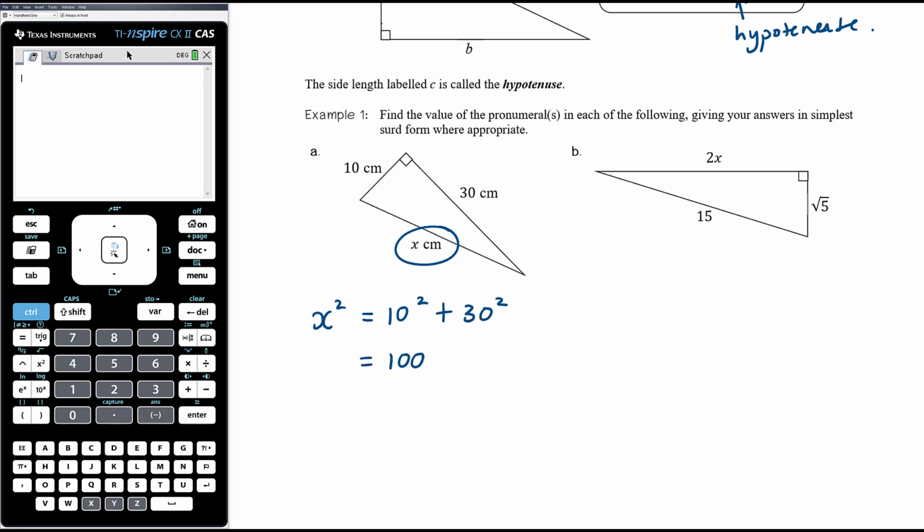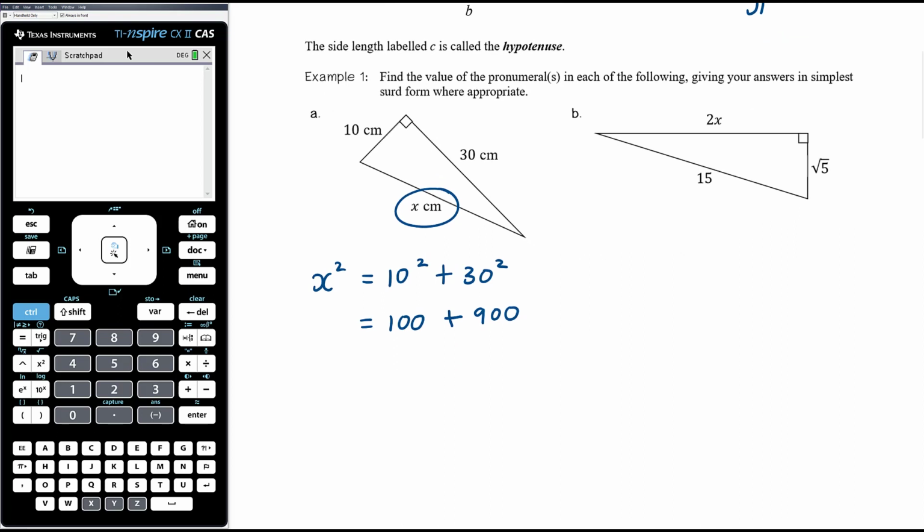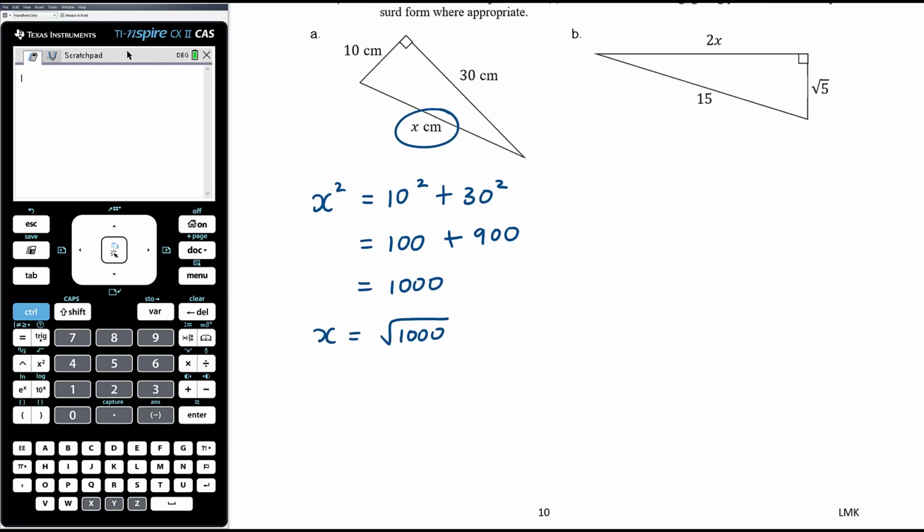10 squared is 100. 30 squared is 900, because 3 squared is 9 and 10 squared is 100, so 9 lots of 100. And so what we have there is 1,000. And so x is going to be the square root of 1,000, which is not in simplest form. The biggest square number that goes into 1,000 is 100. 1,000 is 100 times 10. And so therefore, simplifying the surd, it's root 100 times root 10, and we know root 100 is 10. So this is 10 root 10.